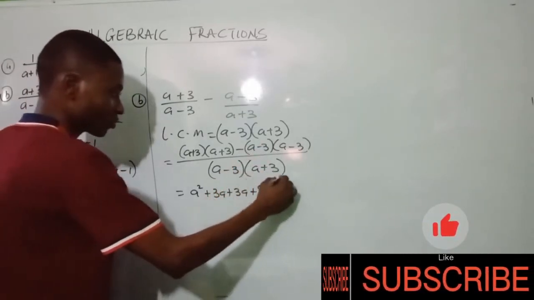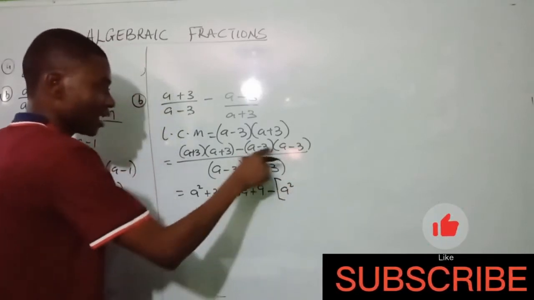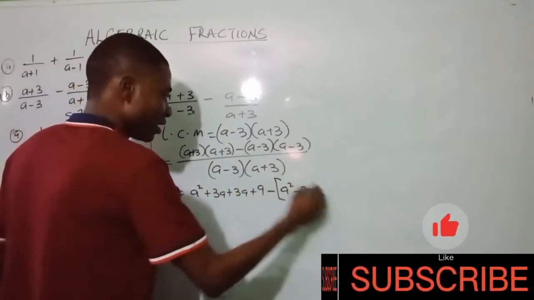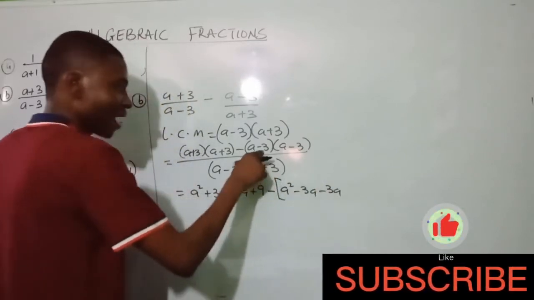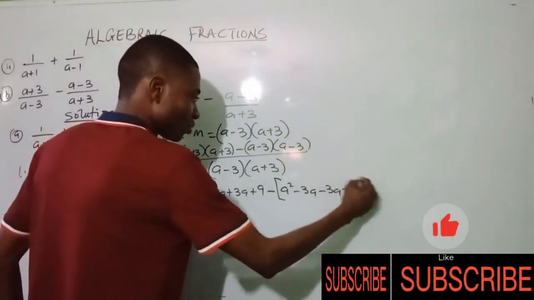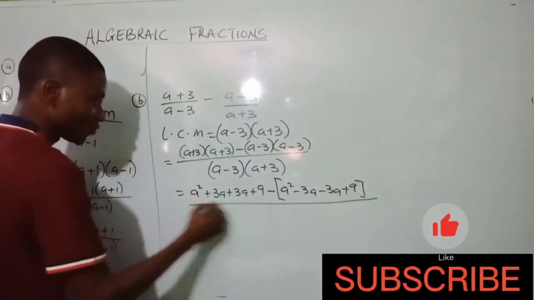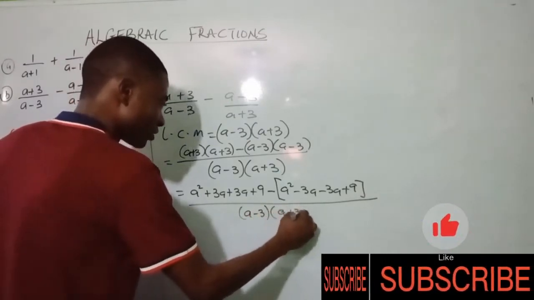Now we'll do the same here. Minus. A times a will give us a square. A times minus 3 will give us minus 3a. Minus 3 times a will give us minus 3a. Minus times minus is plus. 3 times 3 is 9. All over a minus 3 in bracket a plus 3.